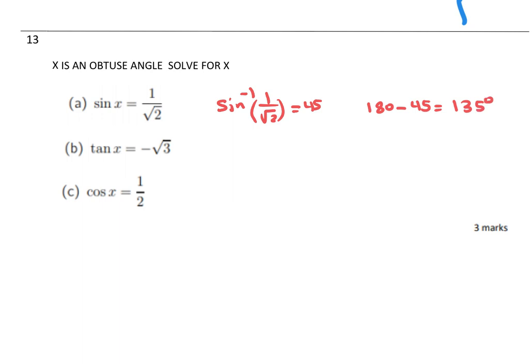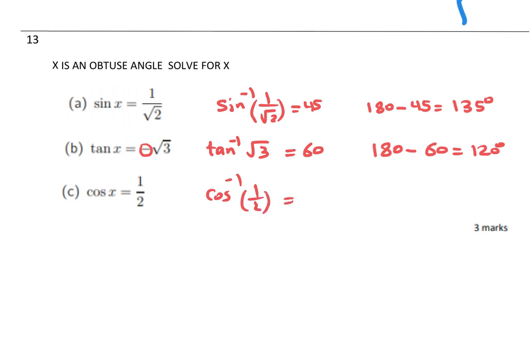Same for the second one. Ignore the negative. Find the acute angle. So tan inverse root 3, shift tan root 3, 60. This is the acute angle. Now to find the obtuse angle, 180 minus the answer, so 120. The last one, you have cosine. To find the acute angle, cosine inverse of 1 over 2, same 60. So the obtuse angle, 180 minus 60, is 120.